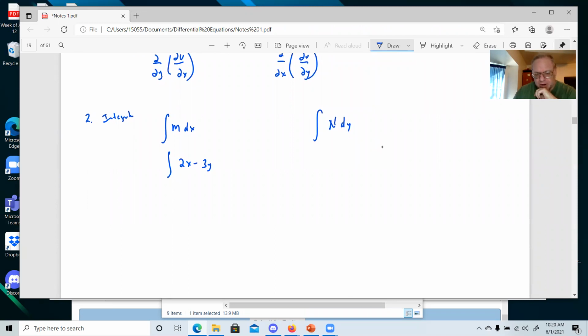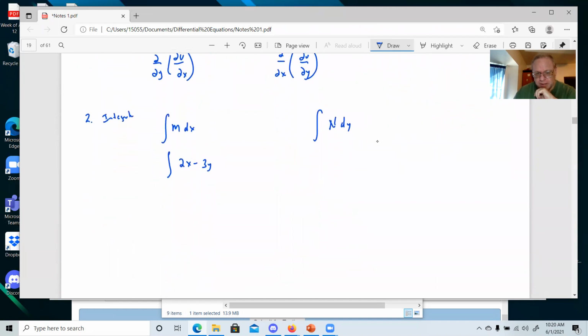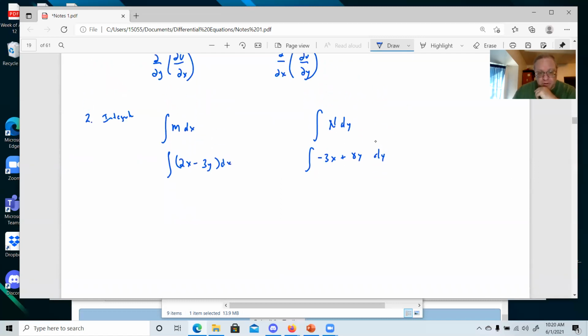And here we have negative 3x plus 8y. We're going to integrate this with respect to y, and we're going to integrate this with respect to x. So integrating with respect to x, we just get x squared minus 3. Remember, this is a constant, so xy.